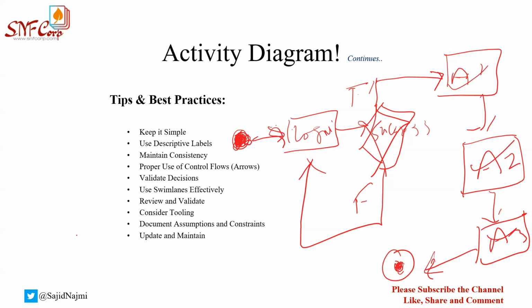And you have to use the proper control flow arrows, like these arrows. If you do not use these arrows, this will not make sense. What is the flow and where is this heading towards? So you have to use this very clearly.